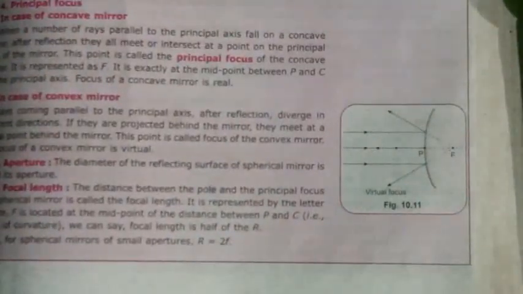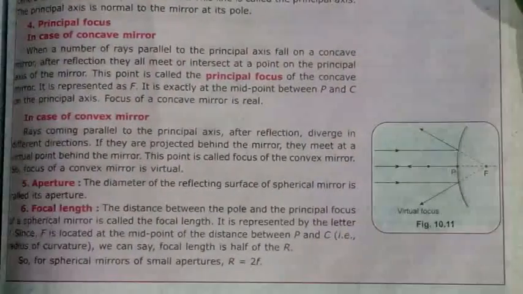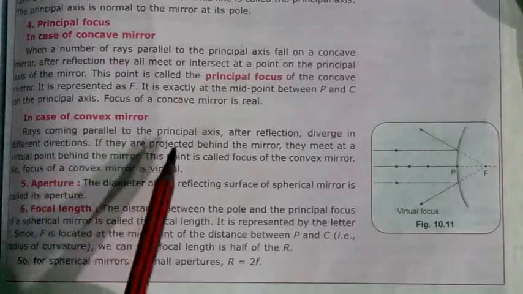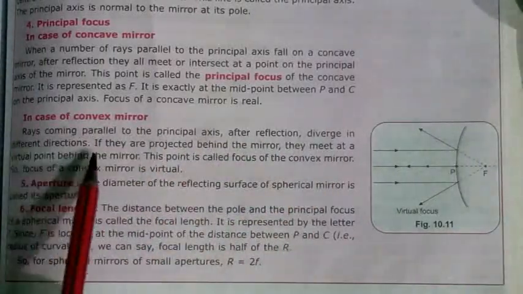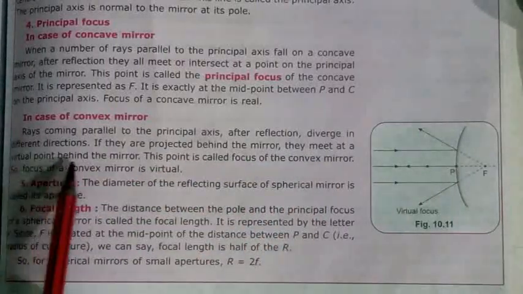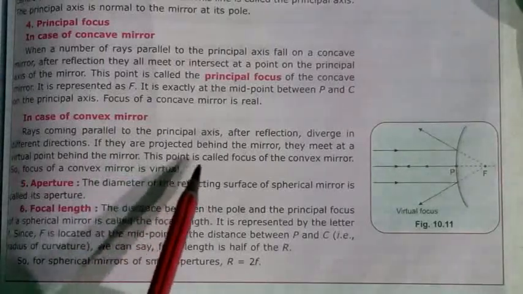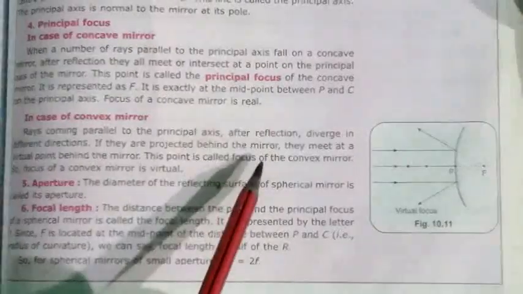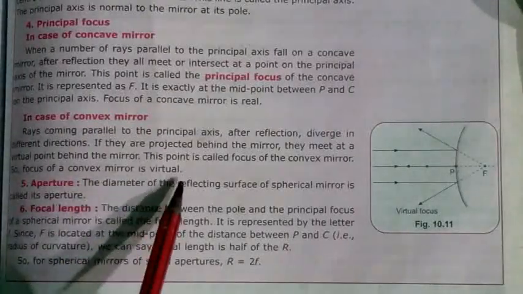In case of a convex mirror, rays coming parallel to the principal axis diverge in different directions after reflection. If they are projected behind the mirror, they meet at a virtual point behind the mirror. This point is called the focus of the convex mirror. So the focus of the convex mirror is virtual.